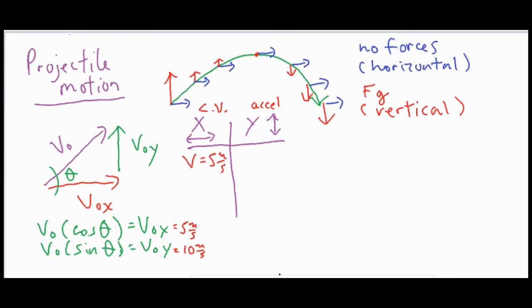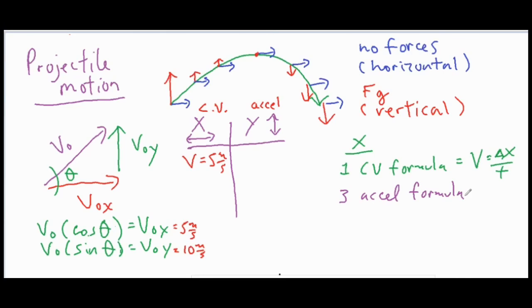Okay, so if you are using the x side, you're only going to use the one constant velocity formula, which is basically v equals delta x over t. And then on the y side, you're going to use the 3 acceleration formulas that we had on that previous page.